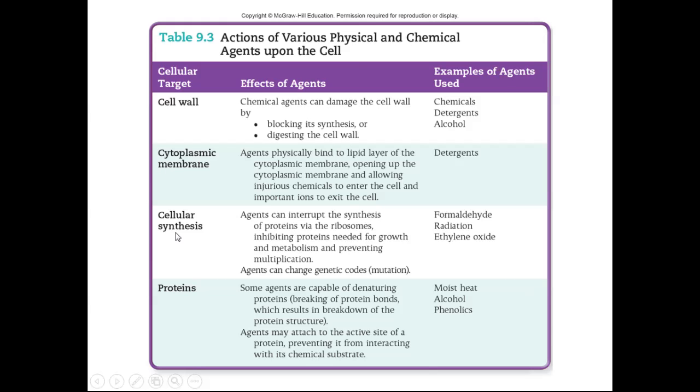If we look at chemicals that can target metabolic pathways within the microorganism, those include formaldehyde, radiation, and ethylene oxide. And then finally, if we want to target the proteins themselves within the microorganism, we can cook it with moist heat in an autoclave, we can expose it to alcohol, or we can expose it to phenols. A phenol is an acidic alcohol. So if we look here, alcohol targets both the cell wall and the proteins within the cell. Detergents target the cell wall and the cytoplasmic membrane. So washing your hands with soap and then following up with an alcohol hand sanitizer is a great way to remove many of the active microbes from the surface of your skin.